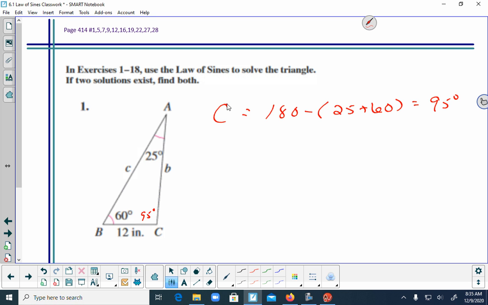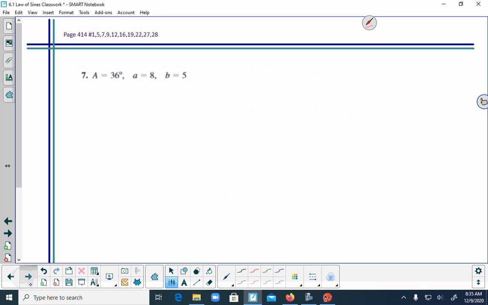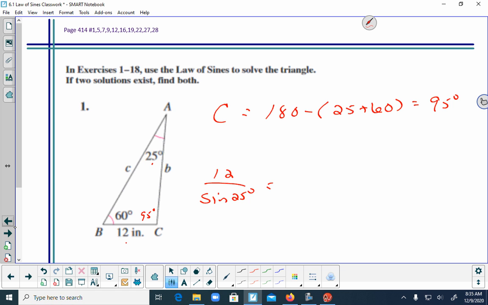The next thing I'm going to do is I am going to use the law of sines, and the pair that I have is angle A and side A, so my proportion is going to be, and I believe Mrs. Kelm does her side over her angle, doesn't really matter. So I have 12 over sine of 25 degrees. To find side B, I'm going to use 60 degrees. So sine of 60 degrees, and I am going to want to find side B.